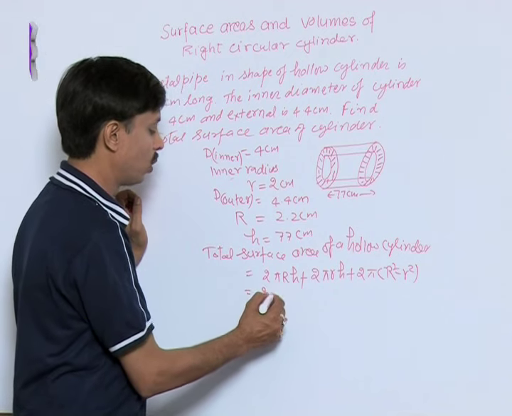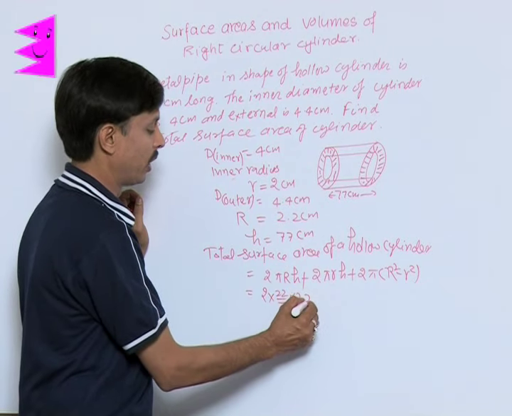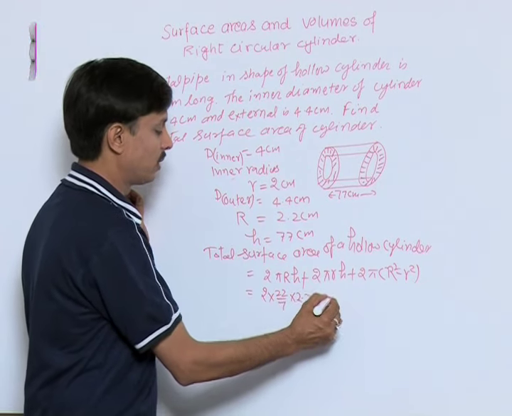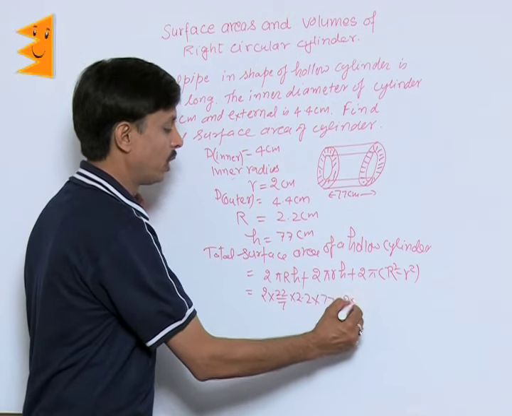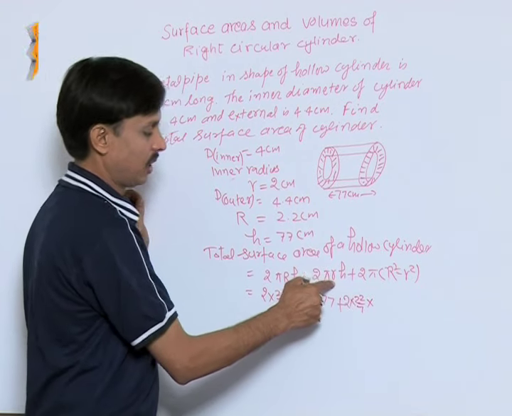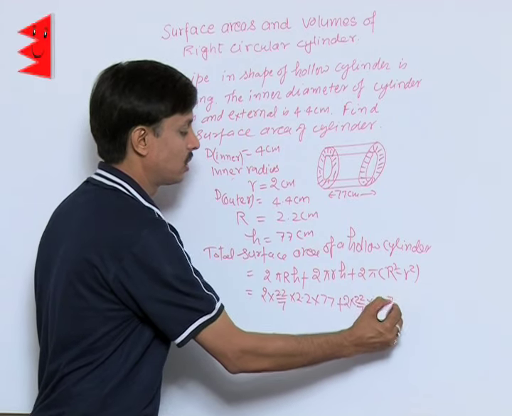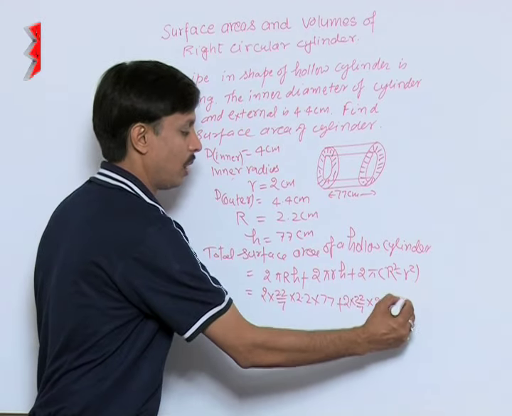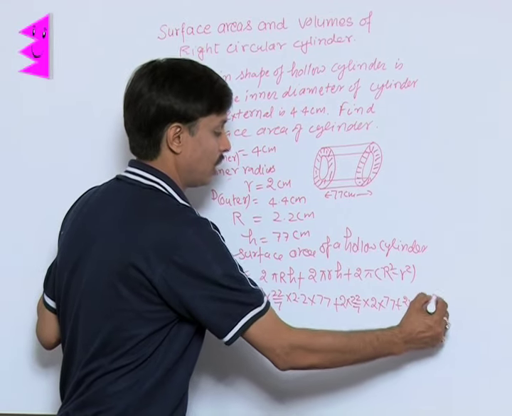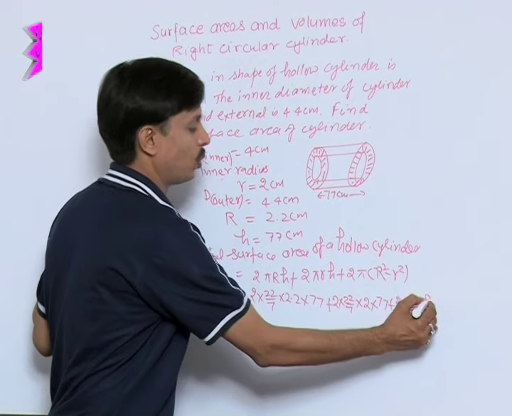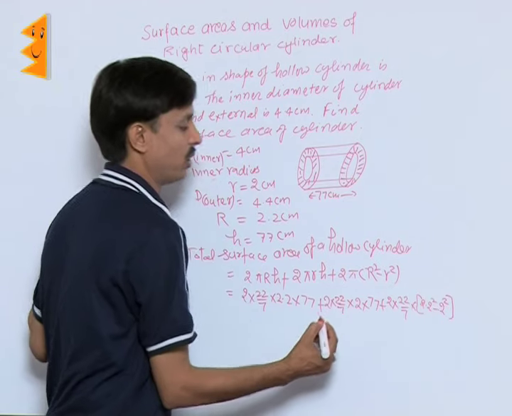This is 2 into pi, means 22 by 7, outer radius 2.2 into height 77, 2 pi capital R into H, plus 2 into pi, means 22 by 7. Inner radius is 2 units into height, same 77. Plus 2 into pi, means 22 by 7, capital R, outer radius 2.2 whole square minus inner, the 2 square.